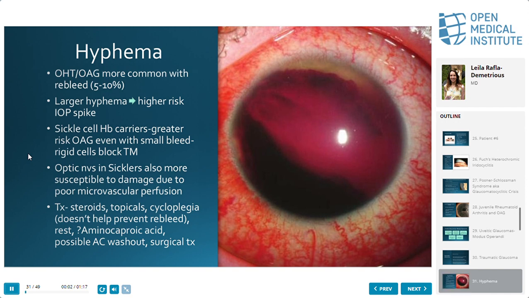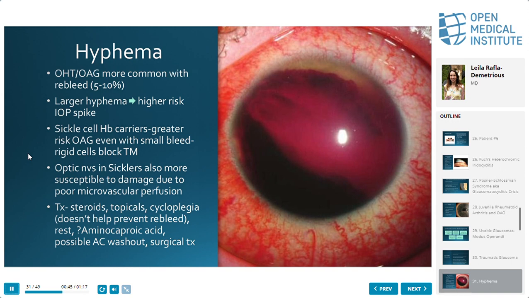Most of you have probably seen a hyphema. Hyphema is obviously blood in the anterior chamber, and secondary glaucoma or ocular hypertension is very common. Secondary glaucoma is more common with a rebleed, and a larger hyphema implies a larger risk of intraocular pressure spike. Sickle cell hemoglobin carriers have a higher risk of glaucoma even with a small bleed because those cells are rigid and they block the trabecular meshwork. The optic nerves in patients with sickle cell also tend to be more susceptible due to low microvascular perfusion and tend to develop secondary glaucoma as a result.